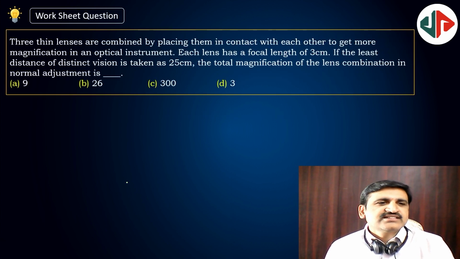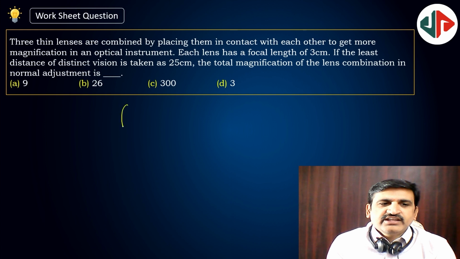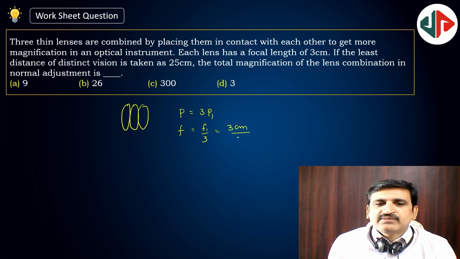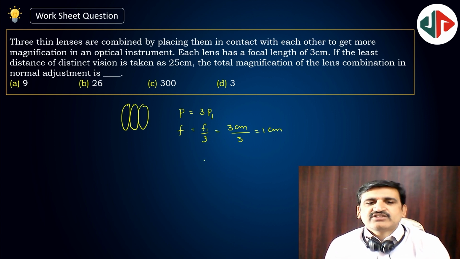Three thin lenses are combined by placing them in contact with each other to get more magnification in an optical instrument. We have three lenses in contact. That means P is equal to 3P1 and focal length is equal to F1 by 3. So 3 centimeter focal length will become 3 by 3, that is equal to 1 centimeter.